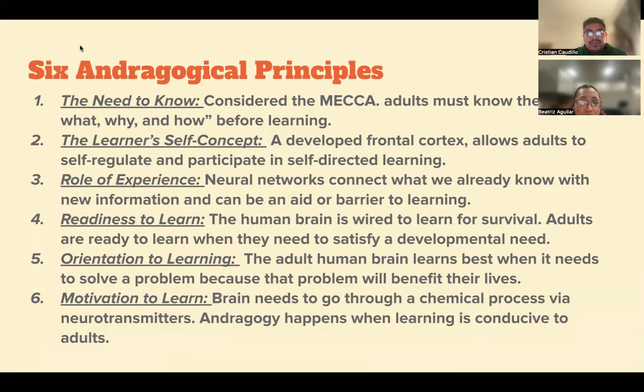And this happens subconsciously. The other one that I want to touch base on is that our brain is wired to learn for survival. So that goes with readiness to learn. So whenever we have a need to satisfy a developmental need, that's when we want to learn something. And I want to touch base on the last one, which connects that andragogy happens when learning is conducive to adults. So our brain needs to go through a chemical process via neurotransmitters. And whenever we find information is beneficial to us or we're going to get something out of it is when learning is easier.